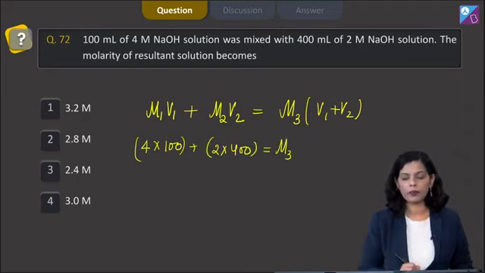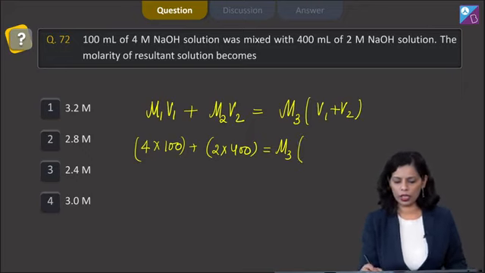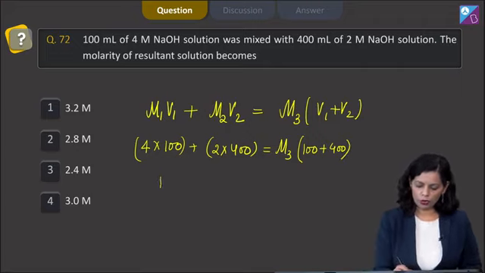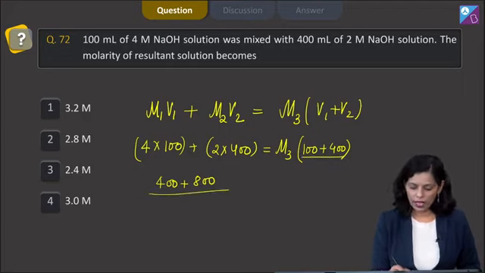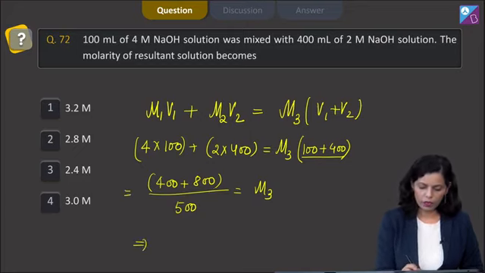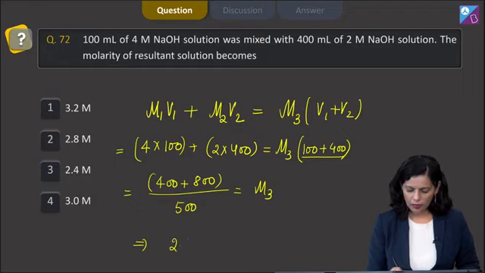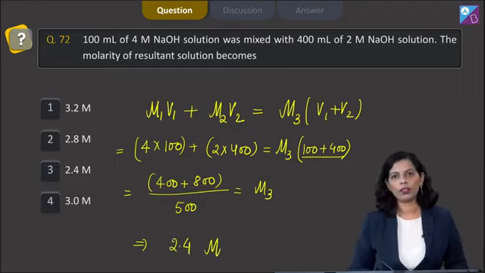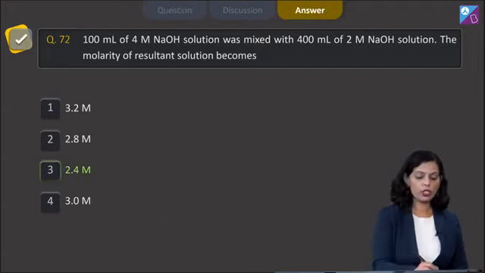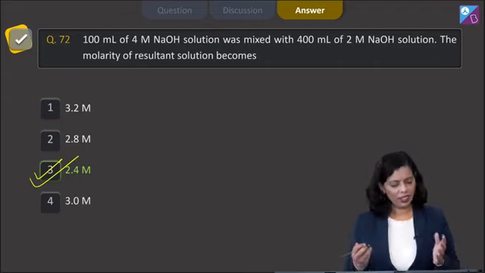M3 we want to calculate. So, V1 plus V2, how much would it be? 100 plus 400. Simple. Clear? So, 400 plus 800. Now, here 400 plus 100, 500, right? Just divide it by 500. And this would be your M3 value. Solve it. Simple. 1200 by 500. So, if you solve this expression, then you will get your final answer as 2.4 molar. Right? So, the correct answer is clearly given in option 3. Choose it, and if you have chosen it, your answer is right.